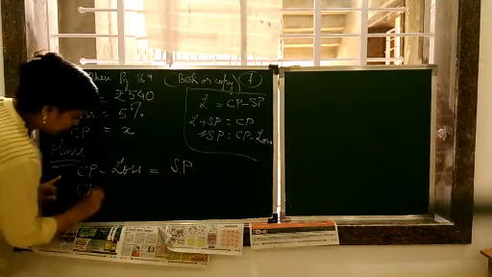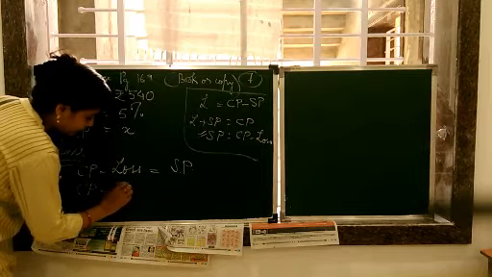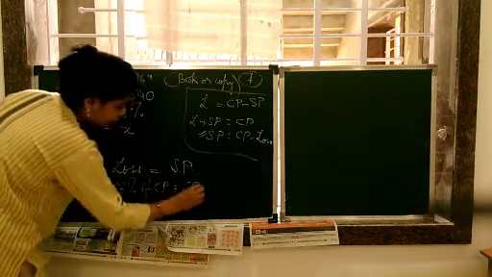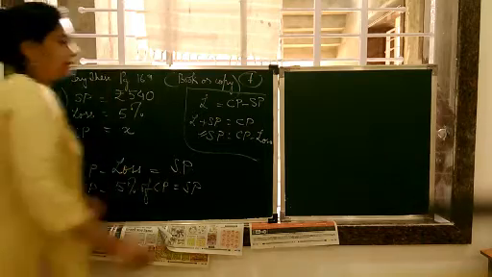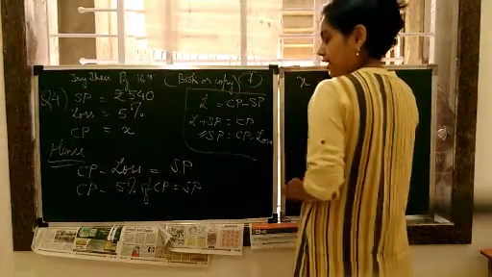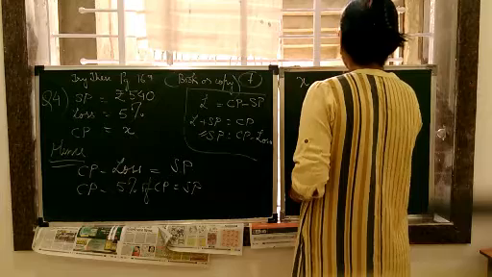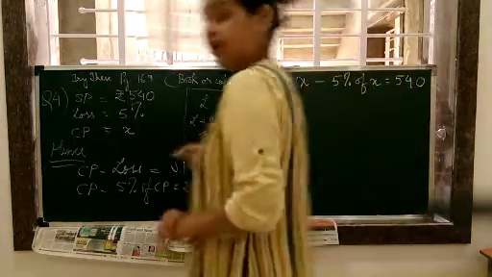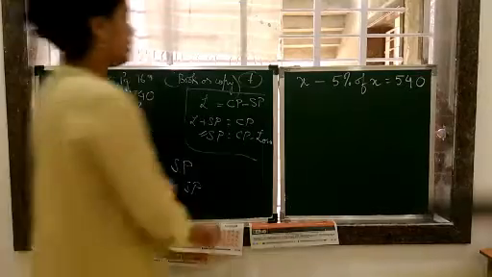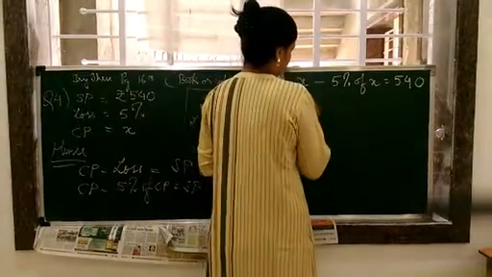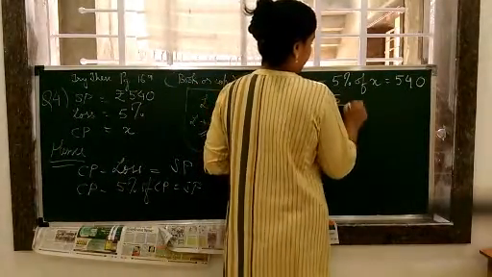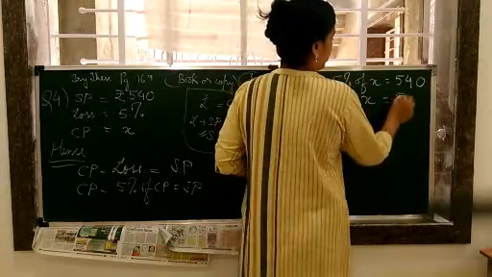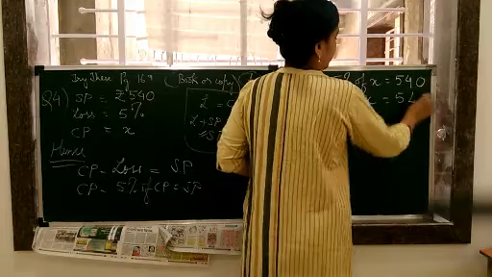Now CP minus what is loss? Actually 5% of CP, which is equal to SP. Now what is CP? X. X minus 5% of X is equal to 540. We have to solve this. So let's start solving. We will keep X as X. This is 5 by 100 of X, that means into X, is equal to 540.